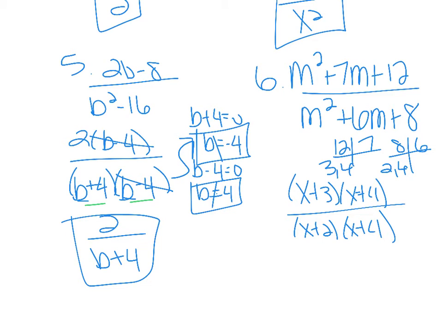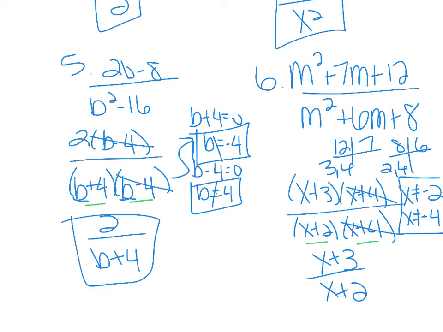Okay, state your excluded values. So once again, I've got two things. If either one of those equals 0, it's not going to work. So if x plus 2 equals 0, x would have to be negative 2. So x cannot be negative 2. If x plus 4 is 0, that means x would be negative 4. So I know from that x could not be negative 2 or negative 4. Then if I go back, cancel out any common factors, those x plus 4's cancel out, so my answer should be x plus 3 over x plus 2 with my excluded values.